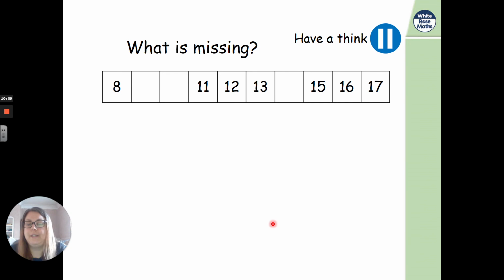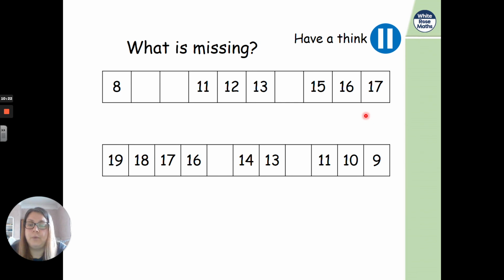So what's missing this time? Pause the video and write down the missing numbers. If you want to write the full number track, that's absolutely fine. But write down the missing numbers for me. And there's another one. Write down the missing numbers. Pause the video and have a go. Okay, so there are the missing numbers.